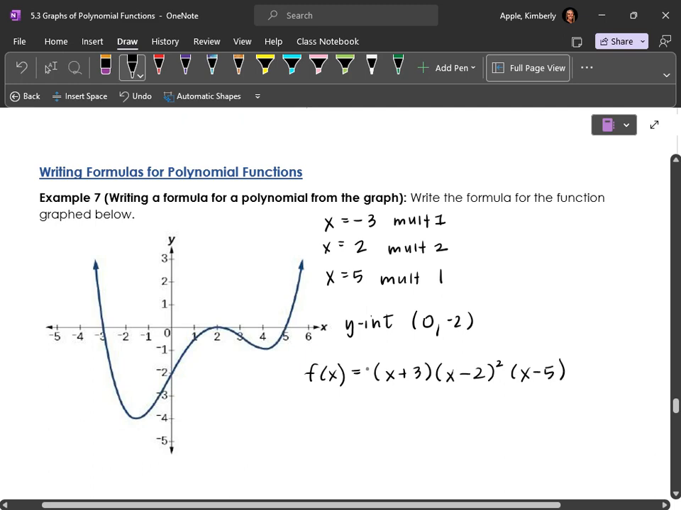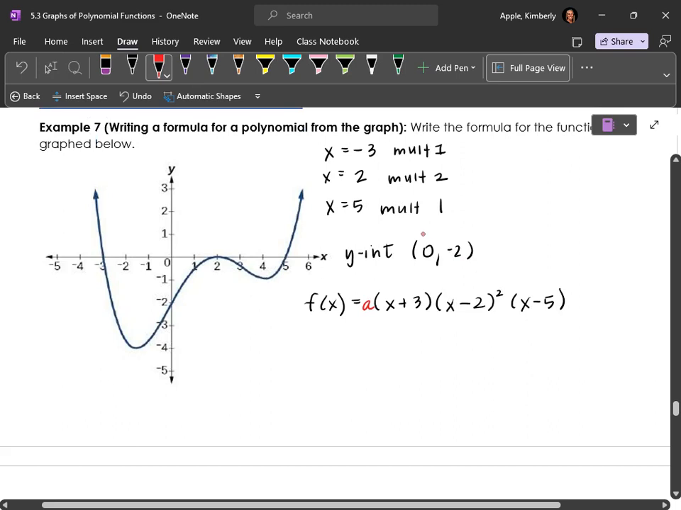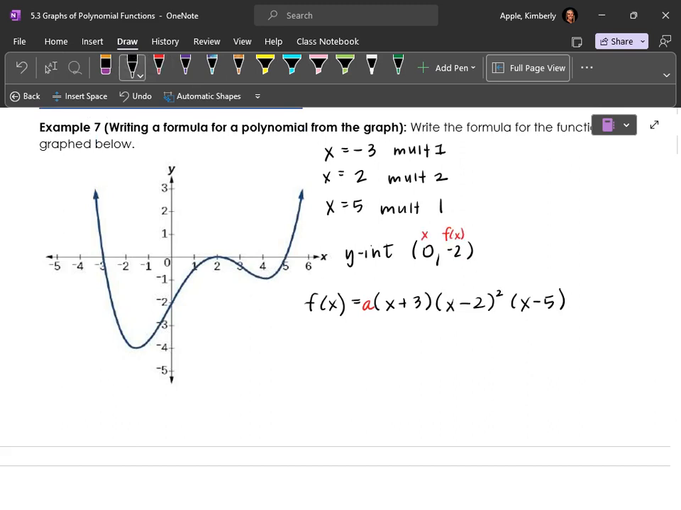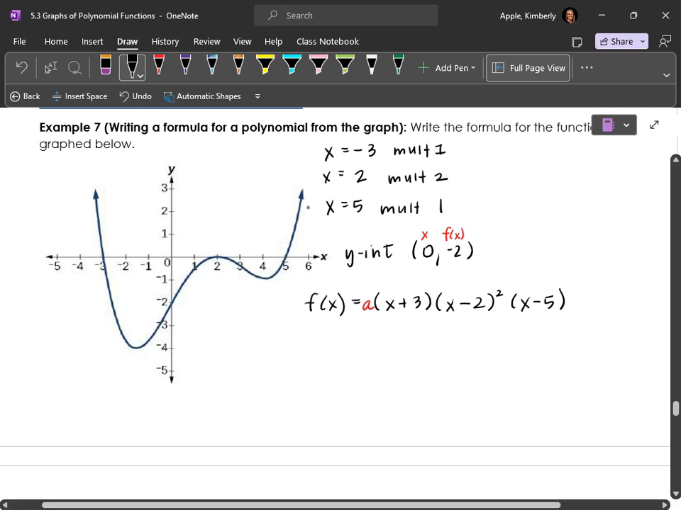So the only thing we're missing now is there's an a value. There's a stretch factor out front here that we have to solve for. And we're going to do that using the fact that this is x and f of x, right? You can use any other point. Just like before, I really just like using the y-intercept because it makes things more simple.